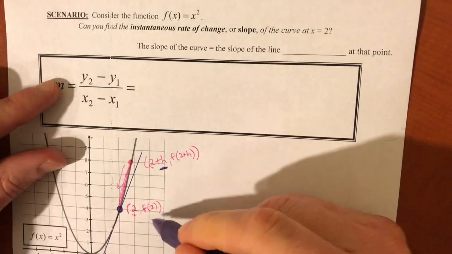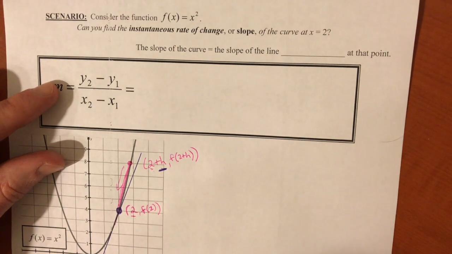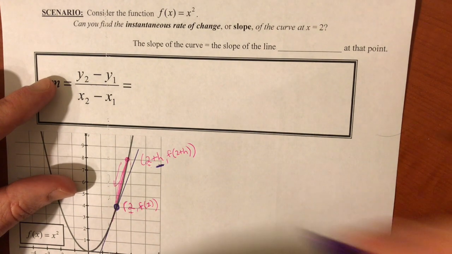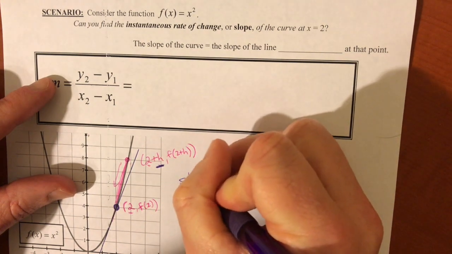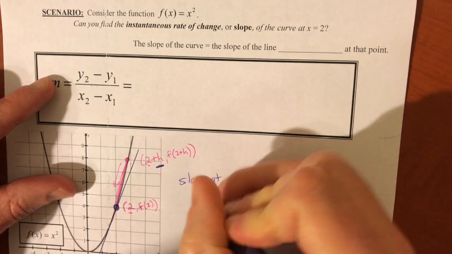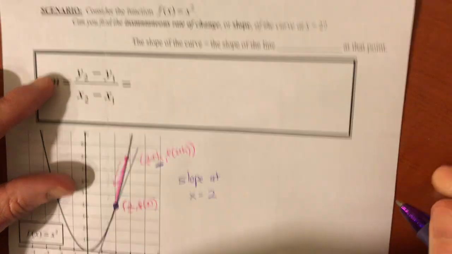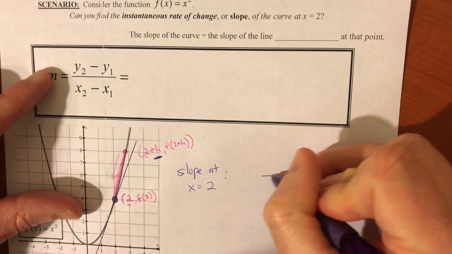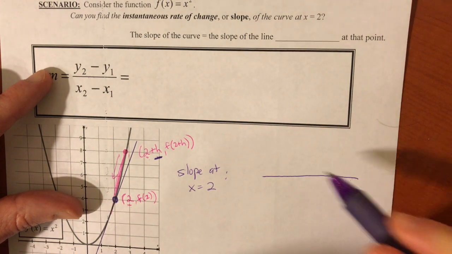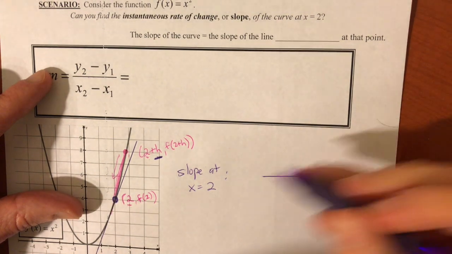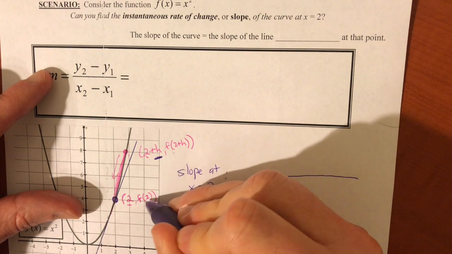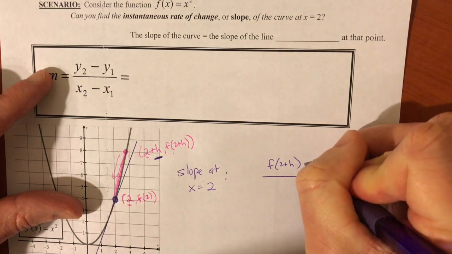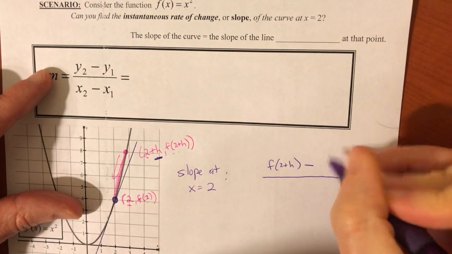But the idea is just setting up the slope between these 2 points. So watch what we're going to do here. The slope at x equals 2. This is what we're finding. I'm going to set up the slope between these 2 points, just using my old y1, y2. I'm leaving a little space here, as you'll notice. But y2 minus y1, f of 2 plus h minus y1, f of 2.